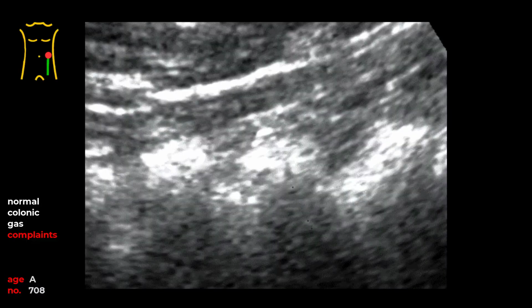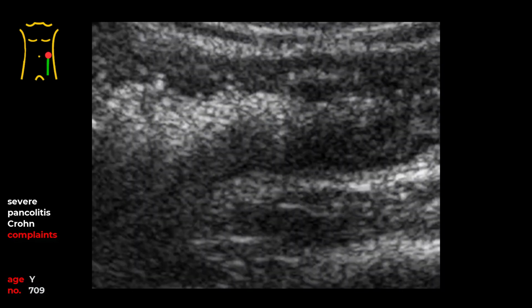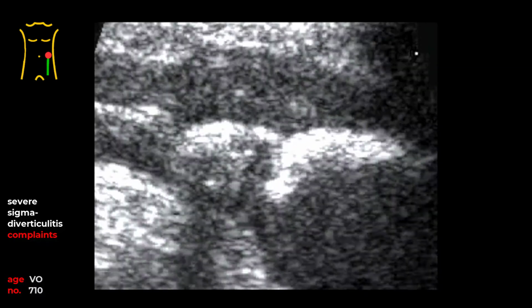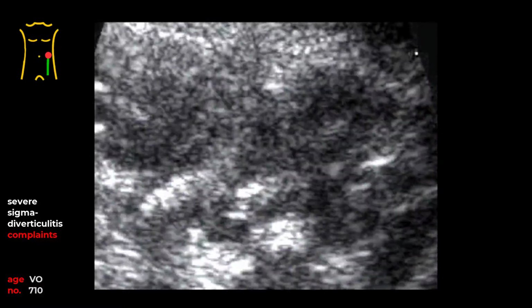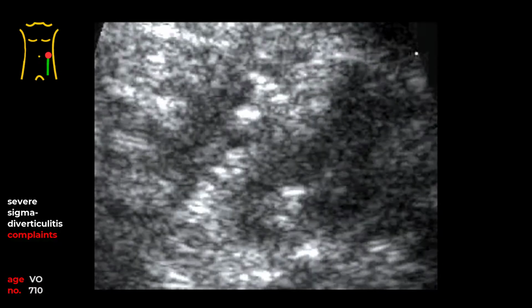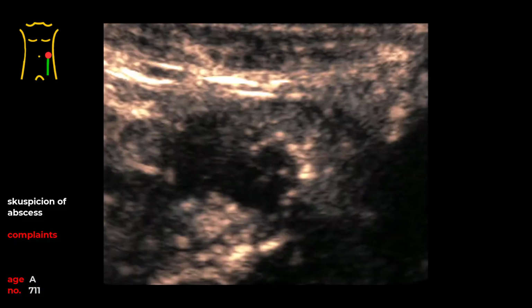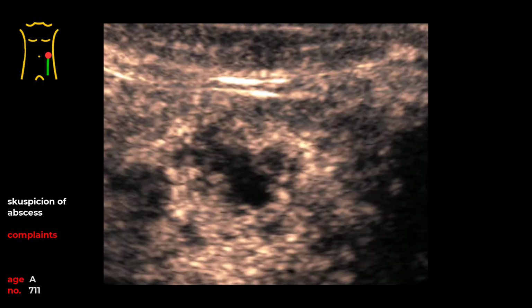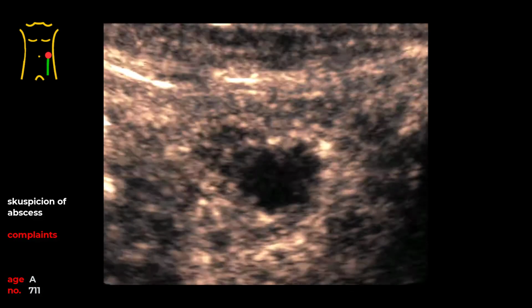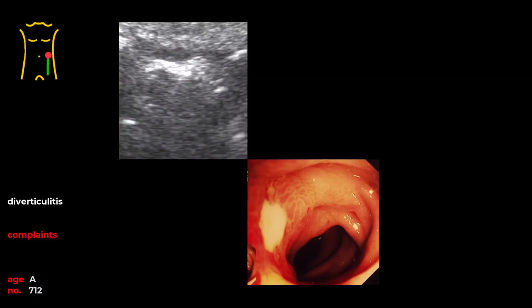In 708, you see normal colonic gas in the descendants, while 709 shows another case of severe colitis Crohn of the descendants. And 710, another case of heavy inflammation in the sensory diverticulitis of the sigma. This has formed in 711 a probable abscess shown in bubble technology.